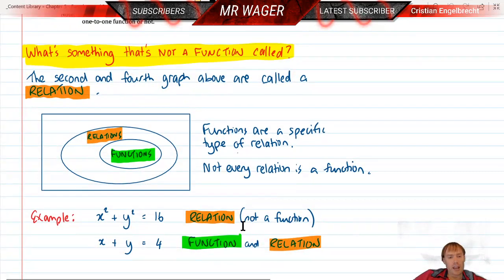So I've got an example here. I've got x squared plus y squared equals 16. If you can remember circles from last year or the year before, that's a circle equation. This is a relation, it's not a function, okay? This one, x plus y equals 4, if I was to plot that, would form a linear line, a straight line, and that is a function, and it's also a relation.